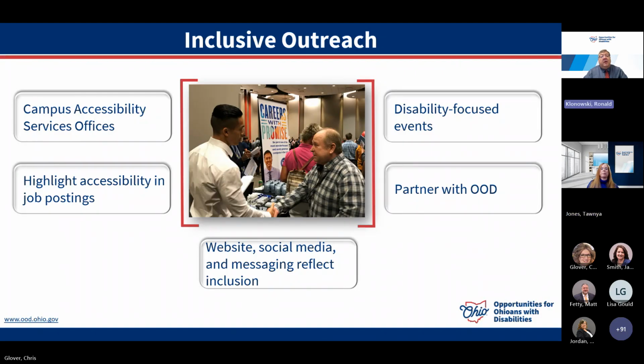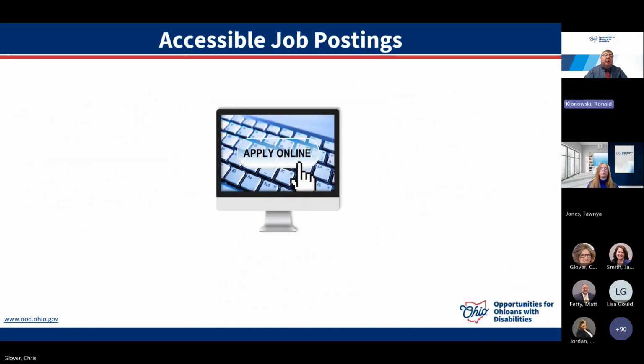That's right, Tawnya. Making job postings accessible is essential for reaching a broader talent pool, including individuals with disabilities. Job postings are more than just mini job descriptions. They're your first opportunity to connect with potential candidates and showcase what makes your organization and the role unique.